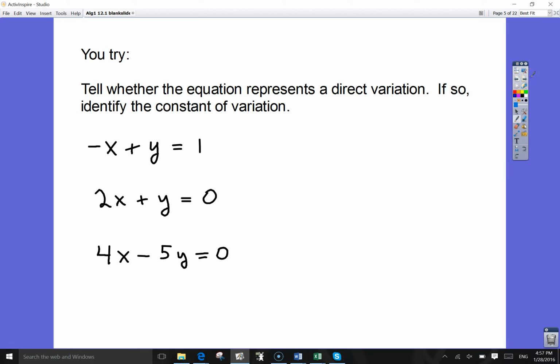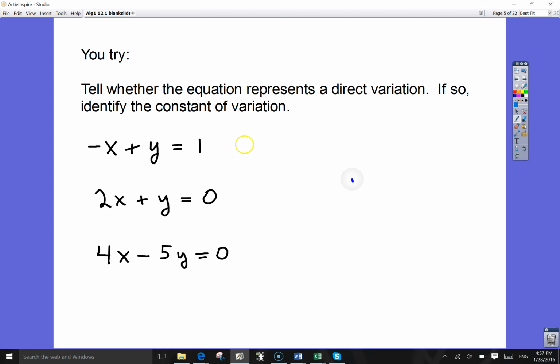So you try to do the same thing with these three equations. Tell whether or not they are direct variations. And if they are direct variations, then say what is the constant, what is the k. And go ahead and hit pause at this point.